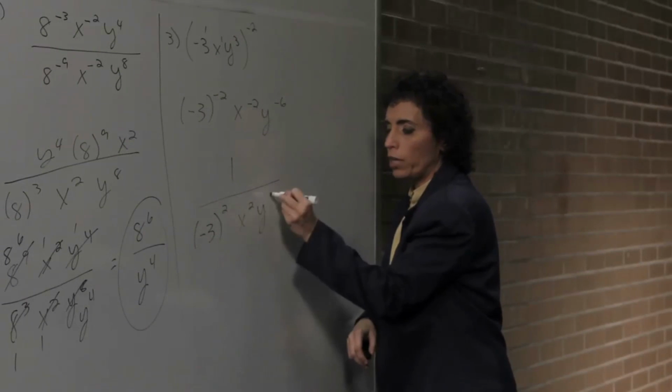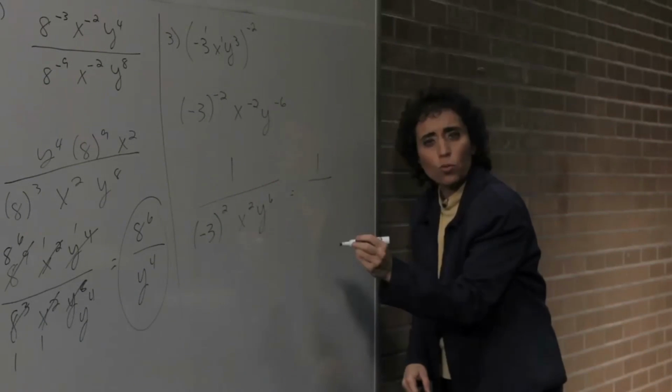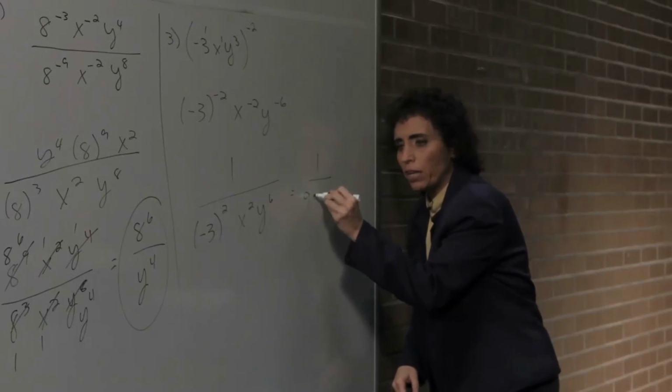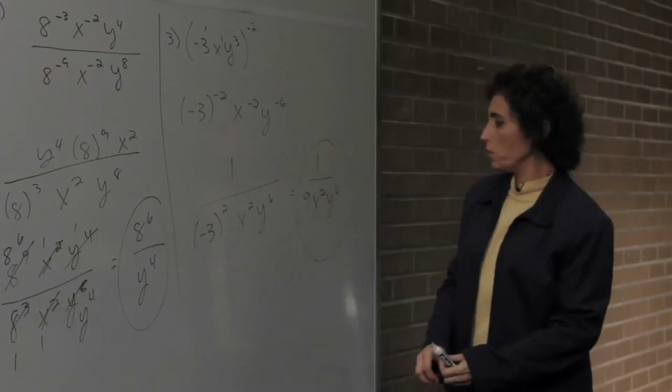X squared y to the 6th. That is really easy to do. The whole thing is being raised to the square power. Negative times a negative is a positive 9. X squared y to the 6th. I love these. They're so much fun.